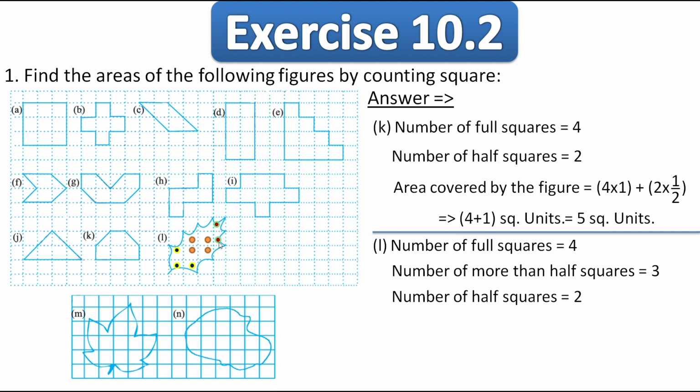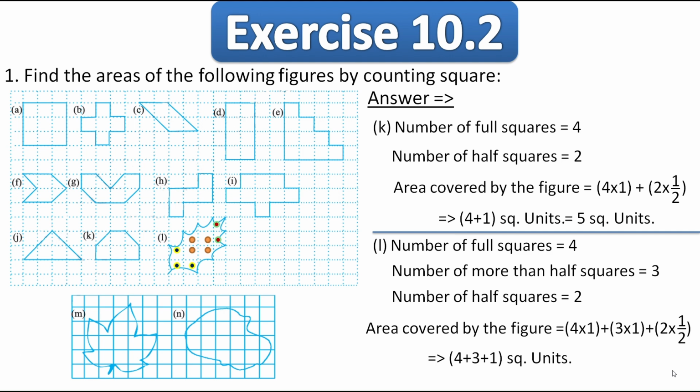Now when we count, for full squares we multiply with 1 and for half square we multiply with half. So what to do for these more than half squares? We will consider them as a full square only, because here we are adjusting, right? Therefore, area covered by the figure is 4 into 1 plus 3 into 1 plus 2 into half, which is equal to 4 plus 3 plus 1, which is equal to 8 square units.